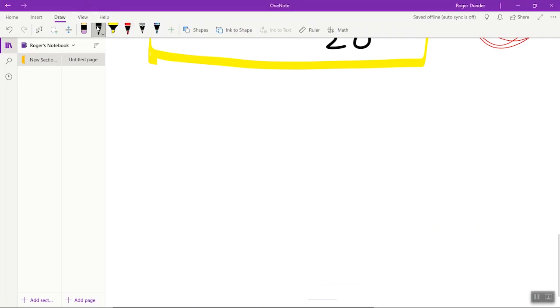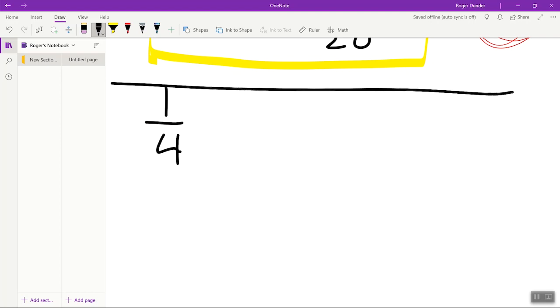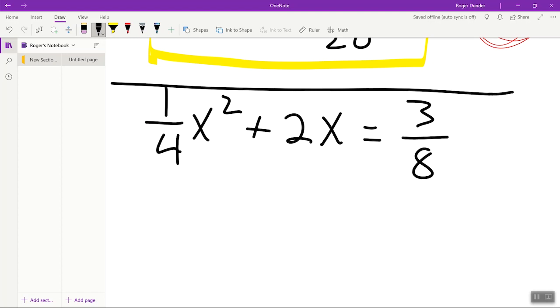Okay, let's go ahead and do one more. This will be our last problem. You may already have this and maybe you're good to go already, but if you're still a little confused, let's do one more. So 1/4 of x squared plus 2x. Okay, here's another problem. 1/4 x squared plus 2x is equal to 3/8, 3 over 8. Okay. Our job is that we would like to solve this for x again by completing the square.